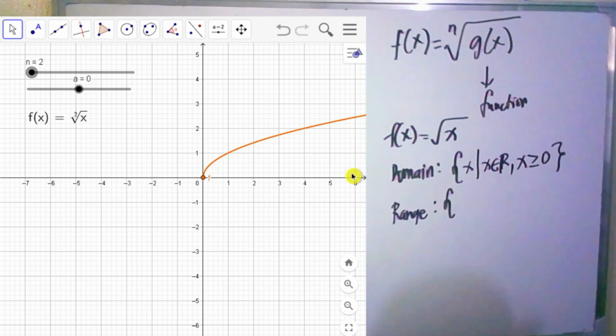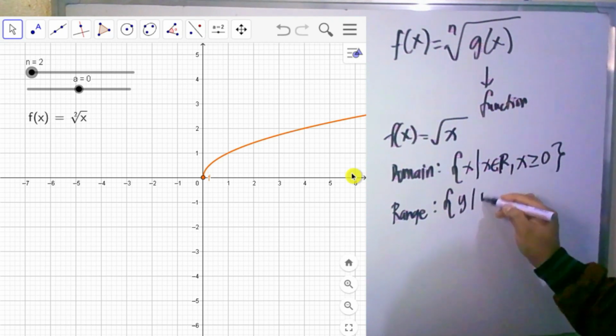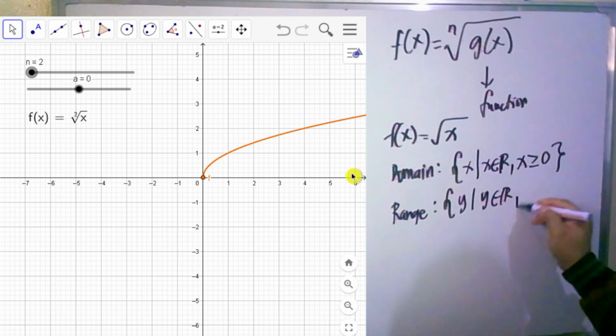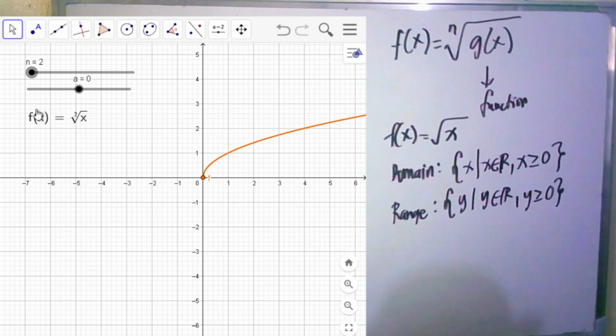Anong range niya? Obviously naman, because we are given the graph. Greater than or equal to 0. Yes. Why? Hindi, anong ibig sabihin nun? Walang y value na magiging negative. Lahat ng y value natin dito ay yan, pataas.